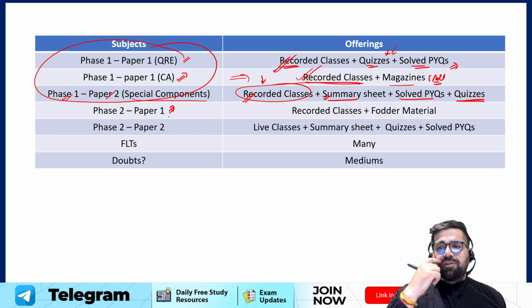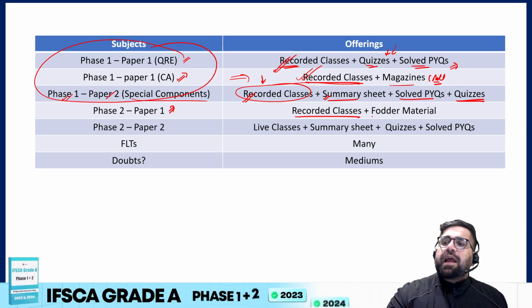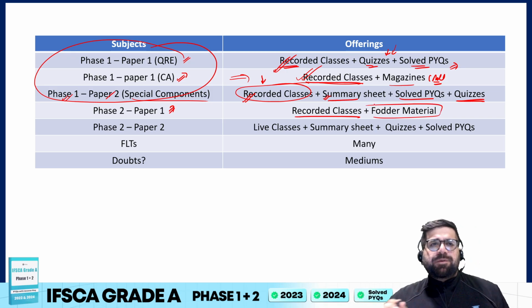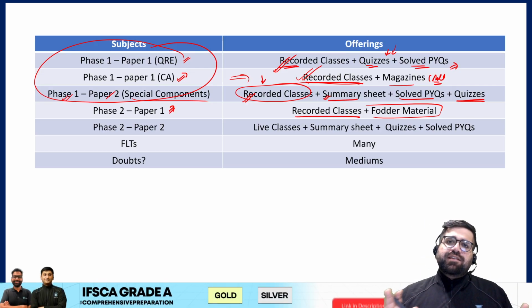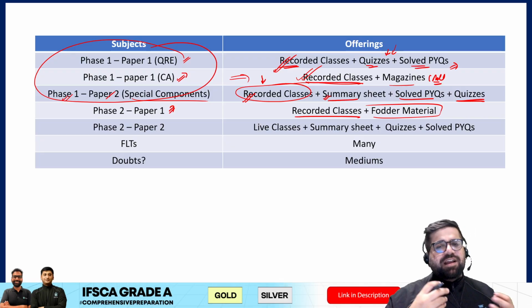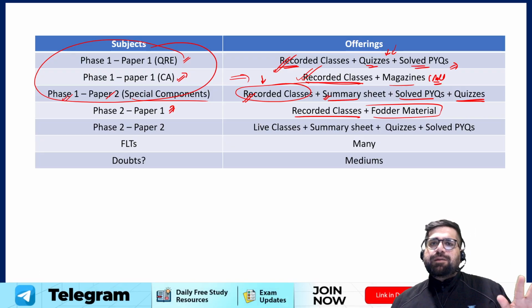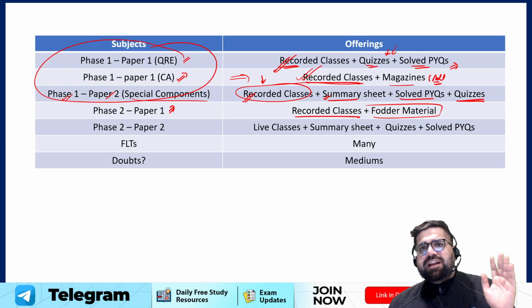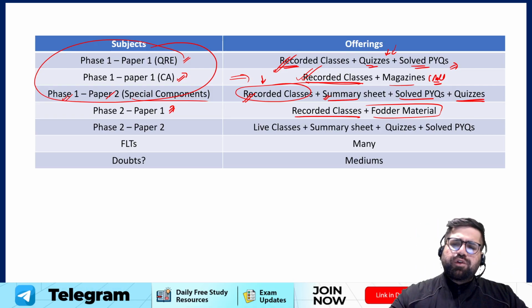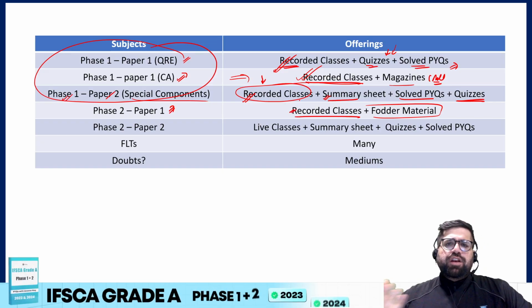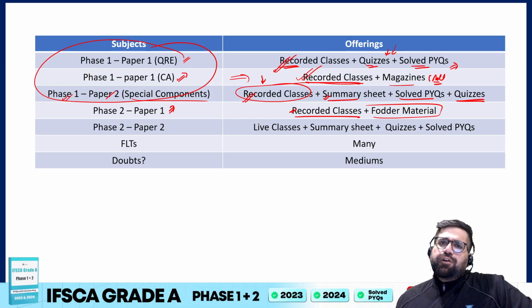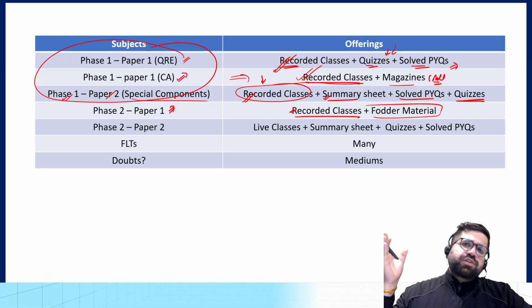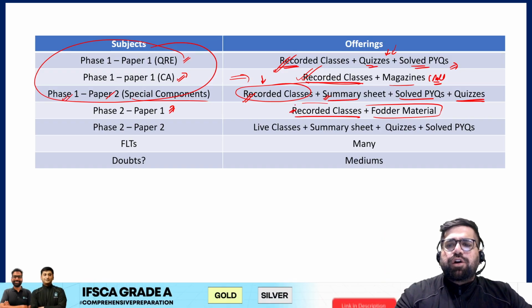Then comes your phase 2 paper 1. In phase 2 paper 1, we are providing you recorded classes again and folder material. Phase 2 paper 1 classes, if I'm not wrong, are starting from 13th of September itself, but I have written recorded classes just to make sure that you have the correct connection with me, because the name of the course is recorded live crash course. If you want to watch the live classes also, you can check out the schedule which is already uploaded in the course, and you can join live also. But I think by the time you reach phase 2, these classes will be available as recordings.